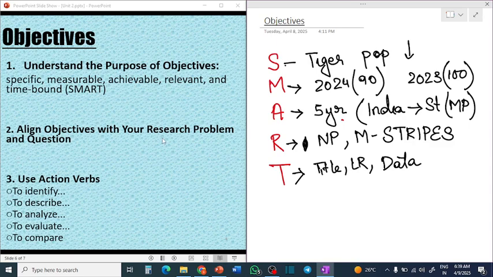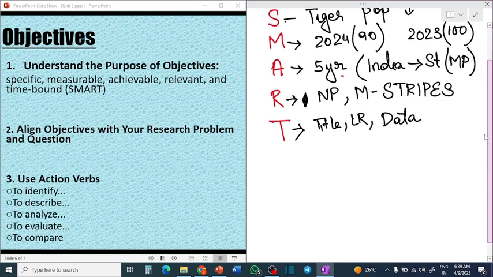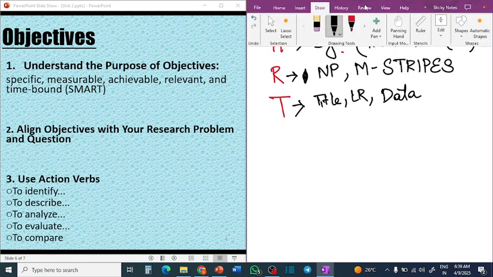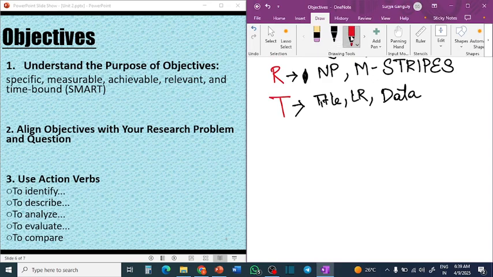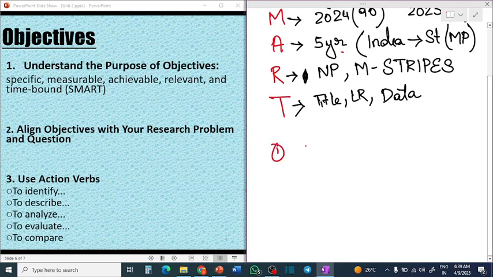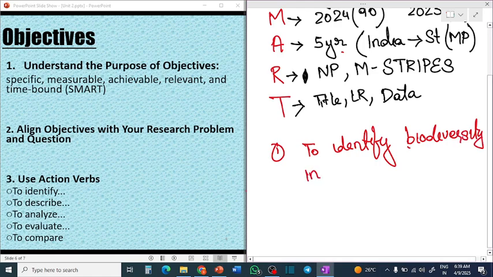Second, align the objectives with your research problem. Your objective should be such that it matches your research problem. For example, my objective can't be to identify biodiversity in MP. This will be a wrong research objective according to our title.